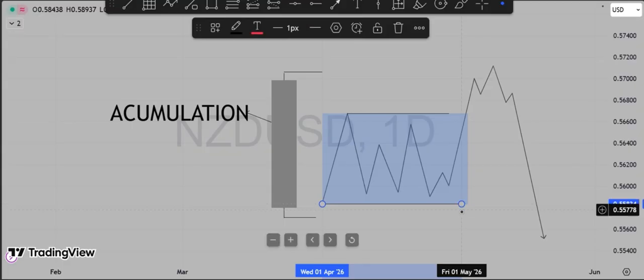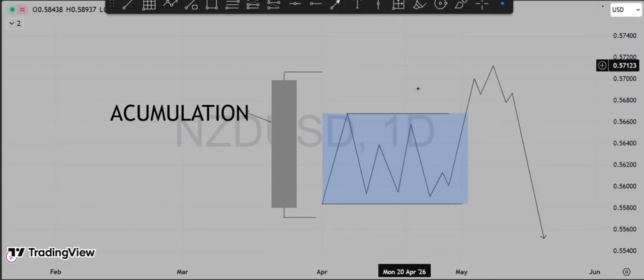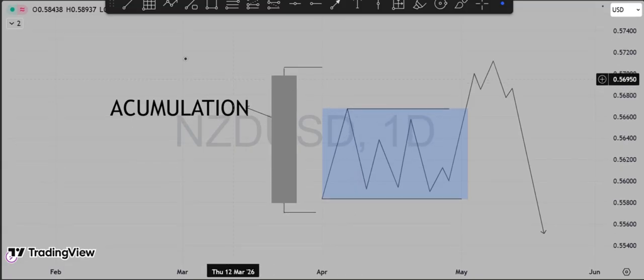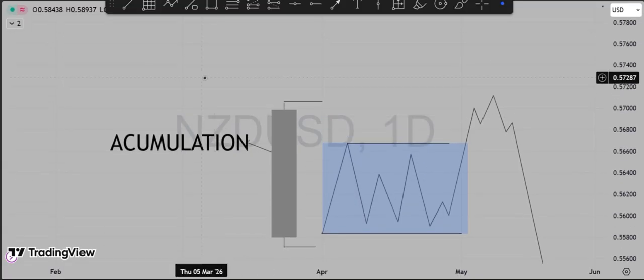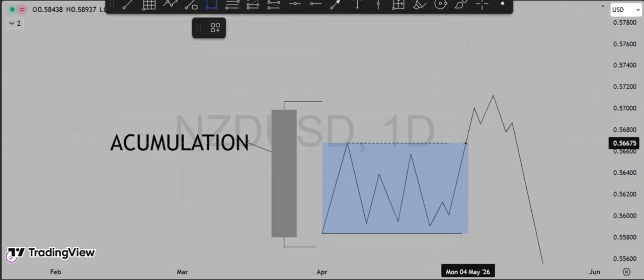So what do you call a range? When it cannot break up and it cannot break down, it's just ranging in the middle. So this range is this one candle that is forming. Now what comes next after our accumulation? Manipulation. We are all familiar with that word manipulation. It happens literally every day in the market.